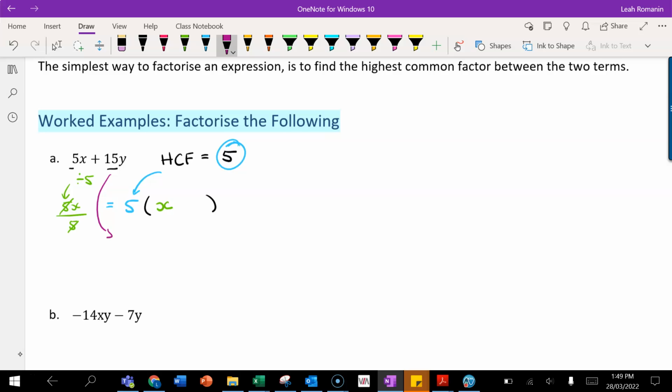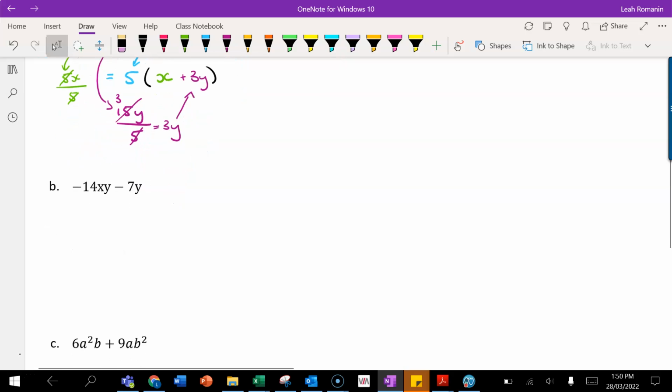Next, I'm going to focus on this 15y. So 15y divided by 5. 5 goes into 15 3 times. So I'm going to have 3y left over, and the 3y is going to come into my bracket there. And this is my factorized expression. So I've got the 5, the x, because I divided this by 5 and I got just x, and I divided this by 5 and I got 3y left over. Let's do that again for our second example.